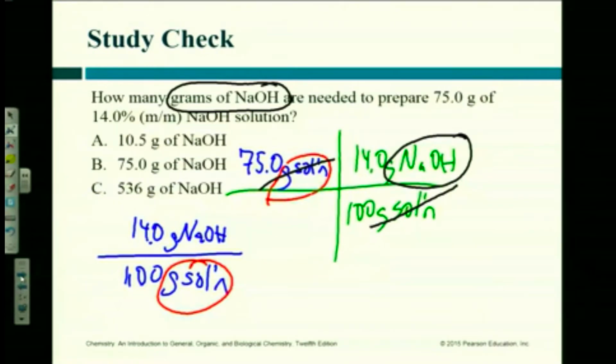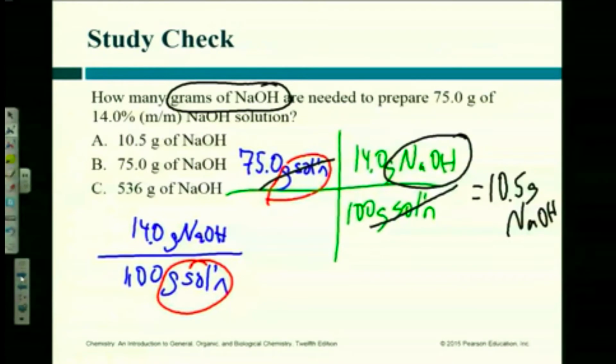We still have to divide it by 100, right? So, well, it's 75 times 14 divided by 100. So the answer should be 10.5 grams of sodium hydroxide. So I would need 10.5 grams of sodium hydroxide added to enough water to bring the mass up to 75 grams. And that would give me a 14% solution. So I need what, 64.5 grams of water. Does that make sense? A little bit?